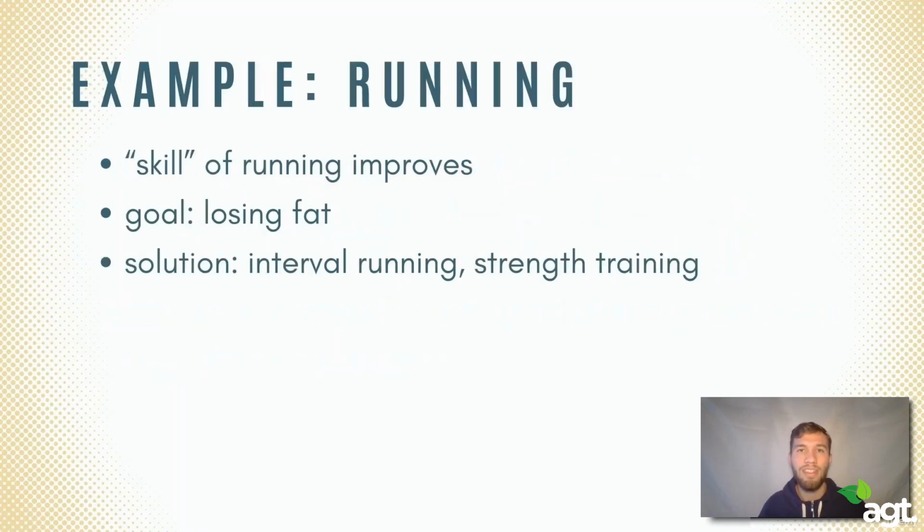One example for the SAID principle would be running. So when we're running regularly, the skill of running improves. That means our body becomes more efficient at burning calories, which is due to a survival instinct that sets in. That means less calories will get burned once the body gets increasingly used to that skill. So we adapt to the imposed demand, which in this case is running.